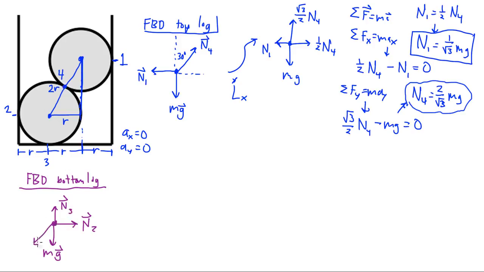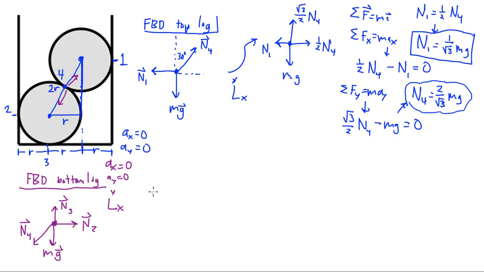So remember, this is the Newton's third law reaction. We had a force on the top log pushing that way, which means we have a force on the bottom log pushing that way. And it's the same, so it's got that magnitude N4 there. Okay, so, of course, doing our coordinates like that. And we also have AX equals 0, AY equals 0.